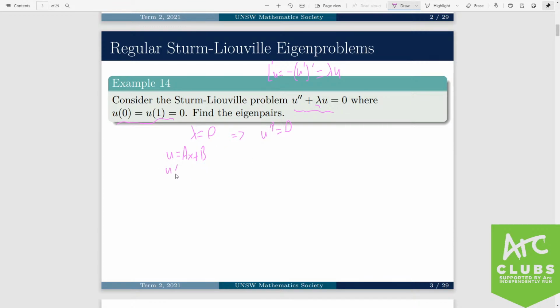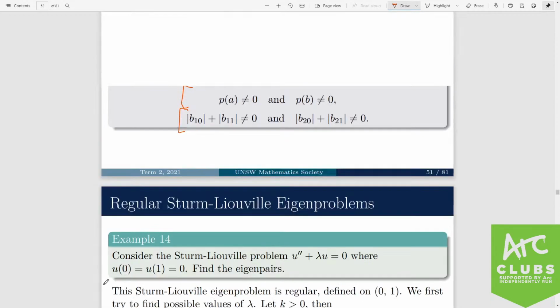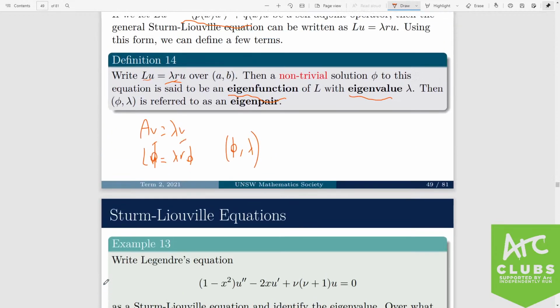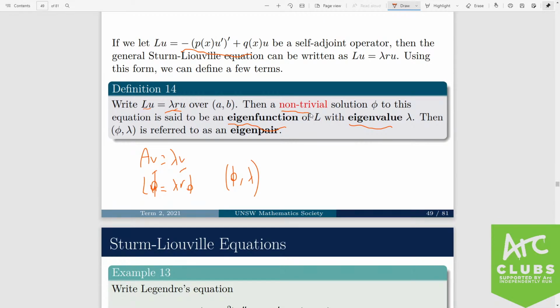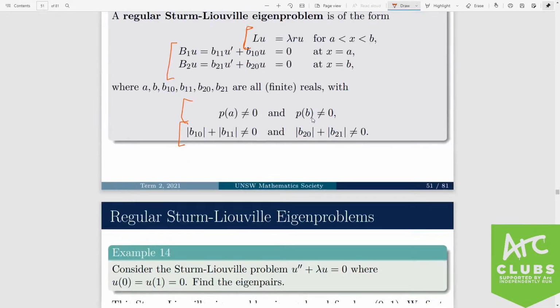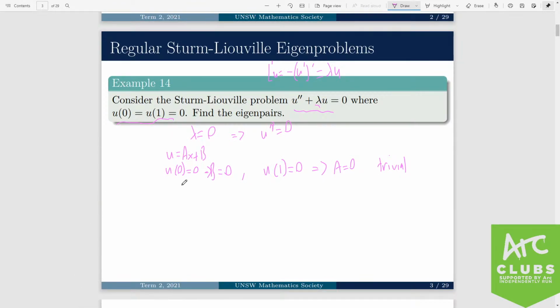So we sub in u equals 0, so that means b equals 0, since a times 0 is 0. Then that means our solution is u equals a. However, if we sub in u of 1 equals 0, that implies a times 1 equals 0. So this is a trivial solution, and as mentioned, our eigenfunctions have to be non-trivial, so we don't care about our trivial solutions. So we just discard this case.